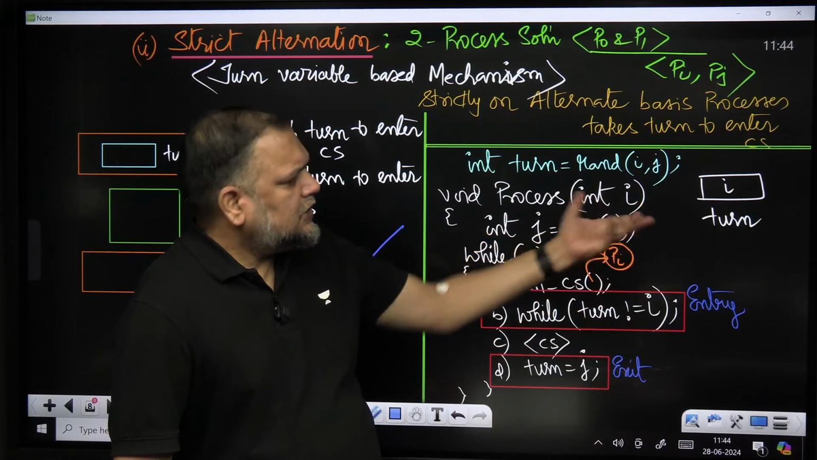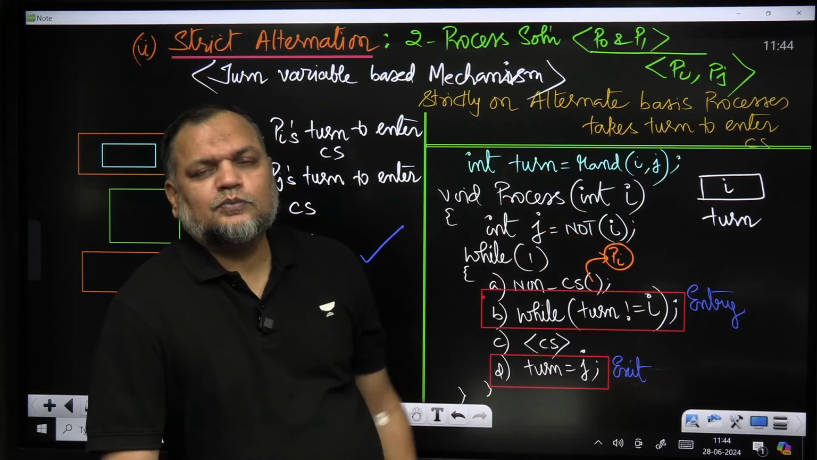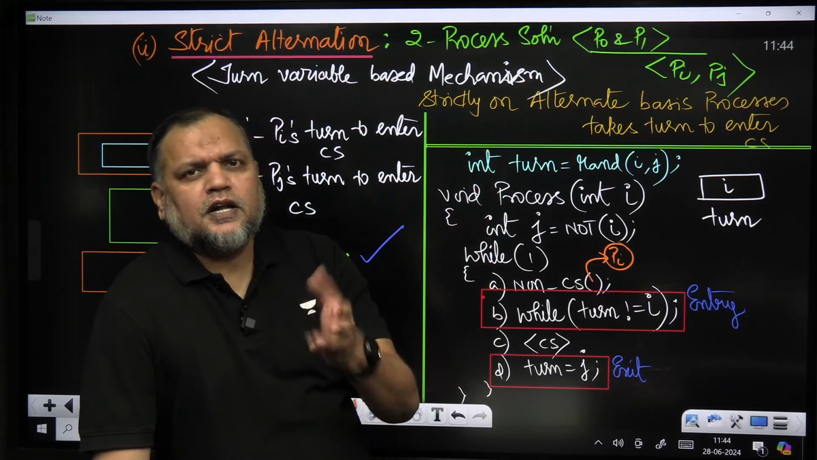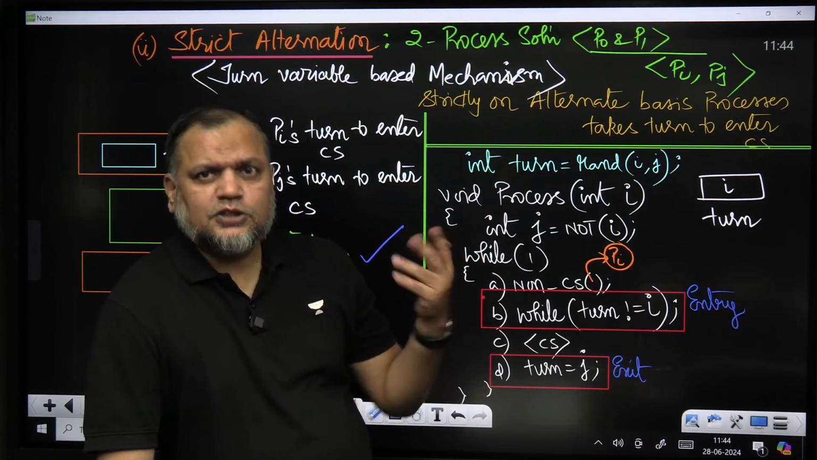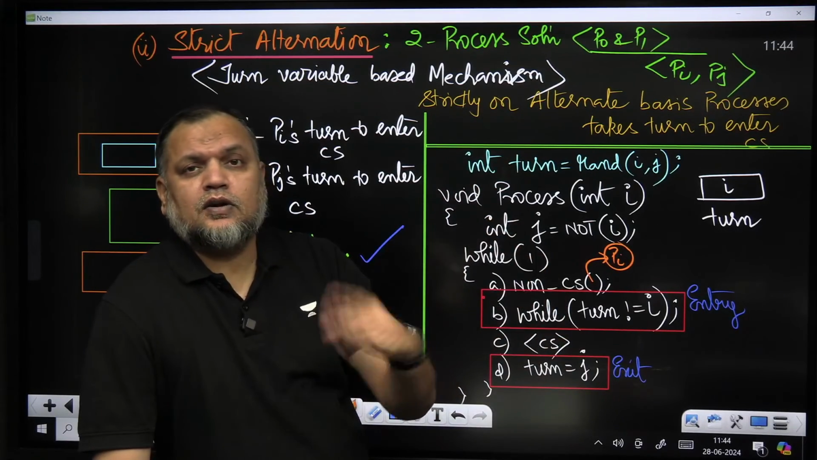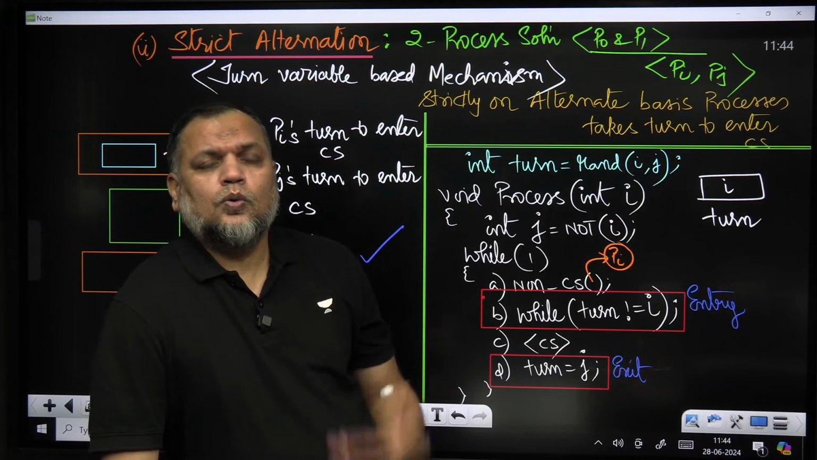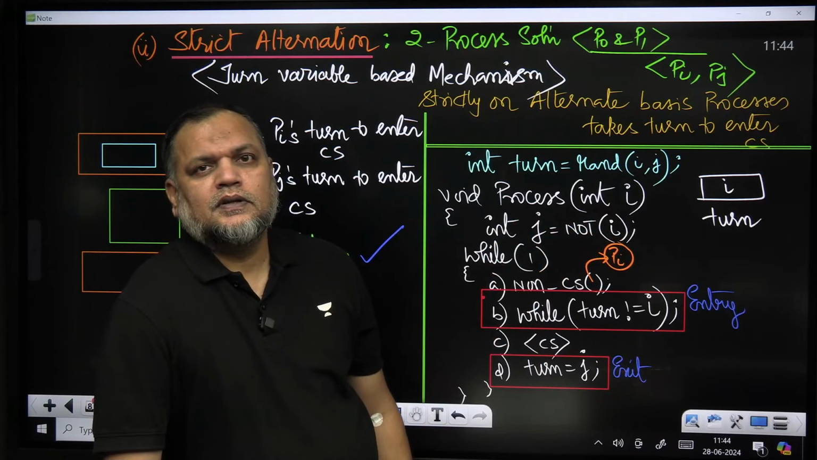What is the critical section? Is it free or in use? It is free, sir. So PJ, should it enter? Yes, it should enter, because the critical section is free. But the question is, can it enter? No, sir, it cannot enter. Why? Who is blocking? PI is blocking.